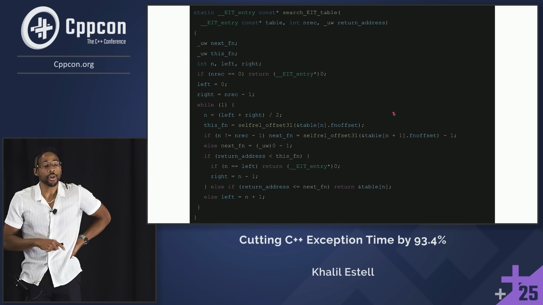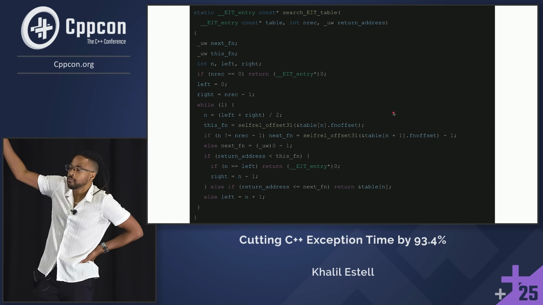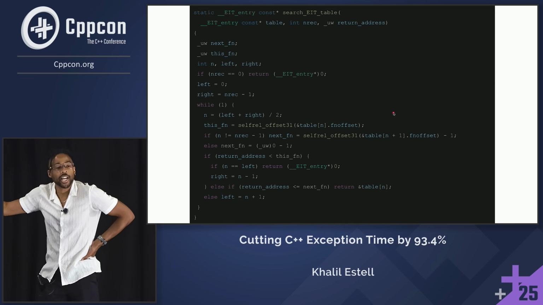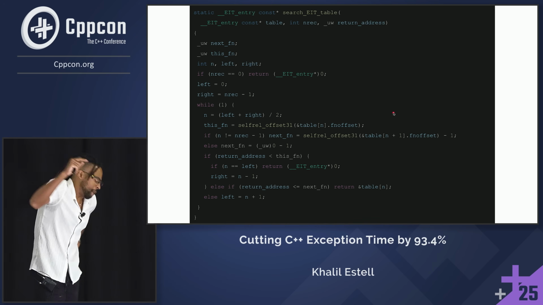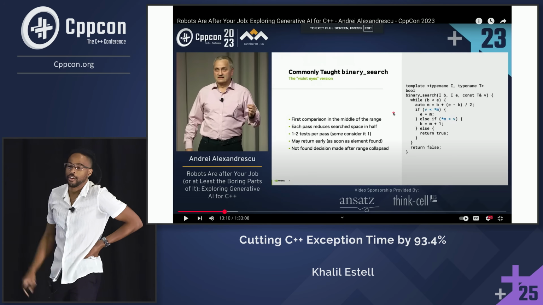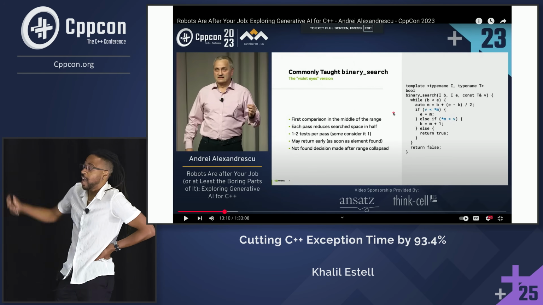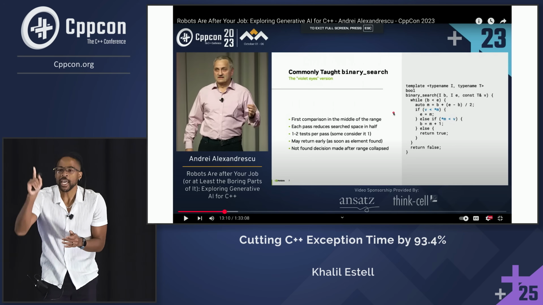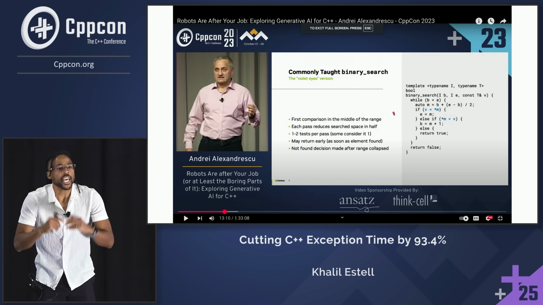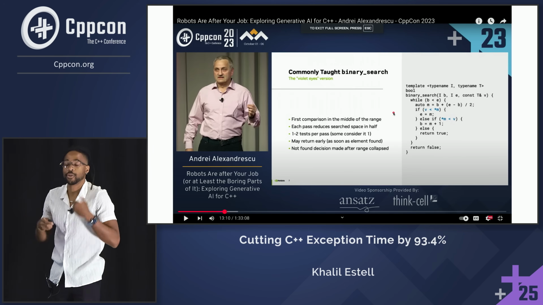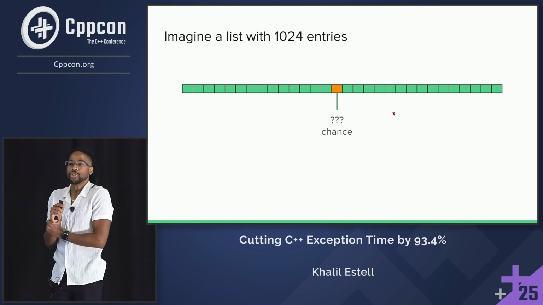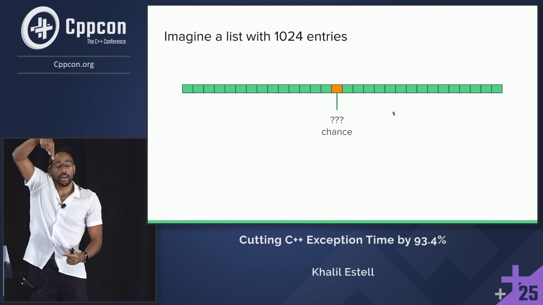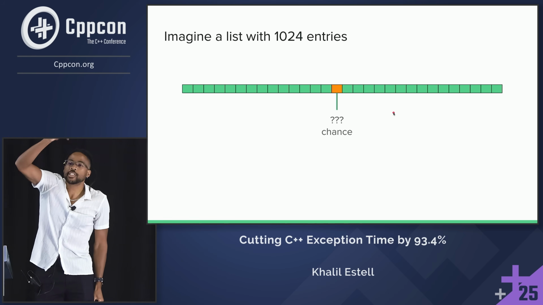So here's what GCC has for its search exception table. Do not try to fully understand all of this. It's a lot. It's kind of complicated to see how it looks. The first time I saw this, I immediately thought of one of my favorite keynote talks from Andrei Alexandrescu, "Robots Are After Your Job: Exploring Generative AI for C++." He talked about binary search and how it's typically taught. So let's consider this. In a typical binary search, you will go into the middle of the list, so it's sorted, and you're going to check to see if that's your answer.